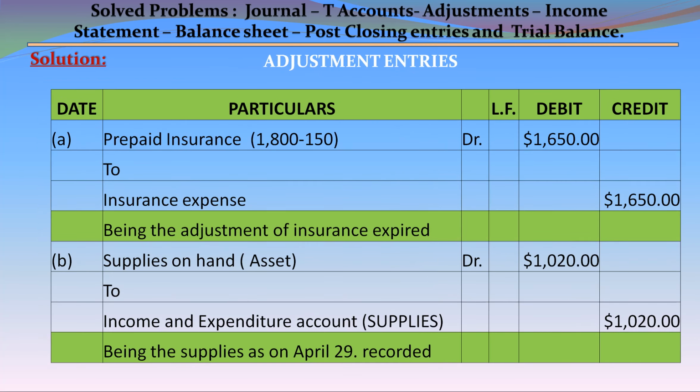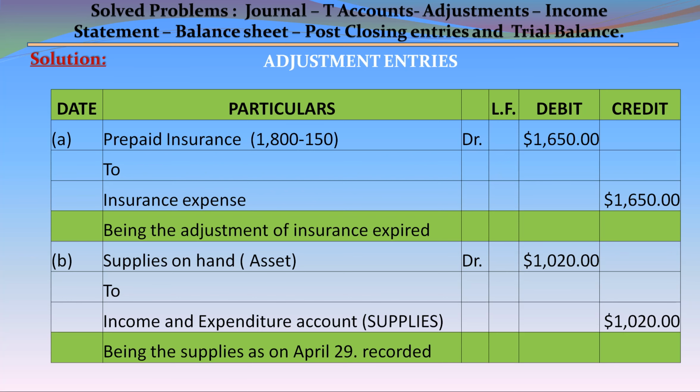Now let us record the adjustment entries. Adjustment A, prepaid insurance debit 1650 to insurance expense 1650. B, supplies on hand asset debit 1020 to income and expenditure account supplies 1020.